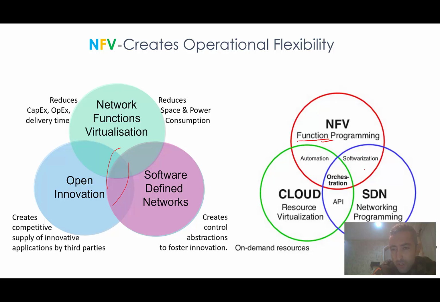The common part between NFV and SDN is softwareization, which is very correct. Yes, both of them are focusing on softwareization, but at different levels of TCP/IP and OSI, which you will see later. The main difference between SDN and cloud API: SDN is network programming, while cloud is resource virtualization. Okay.